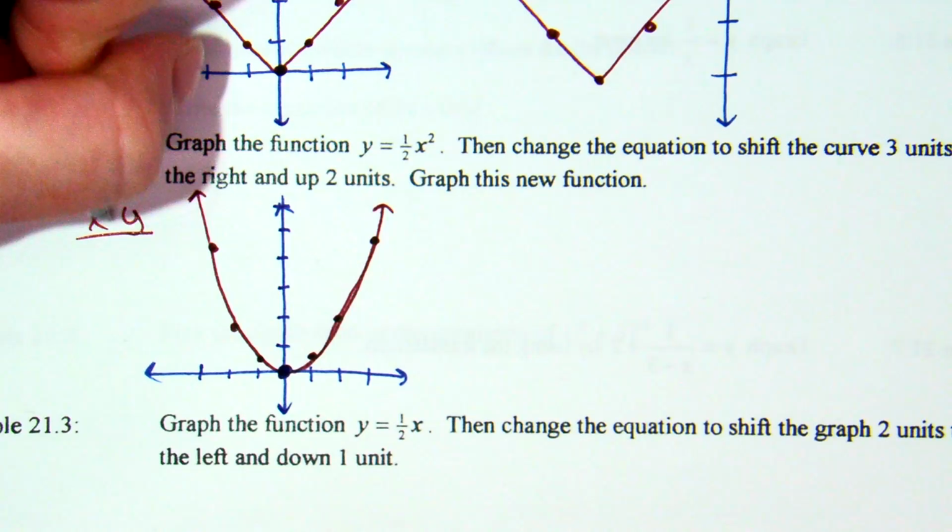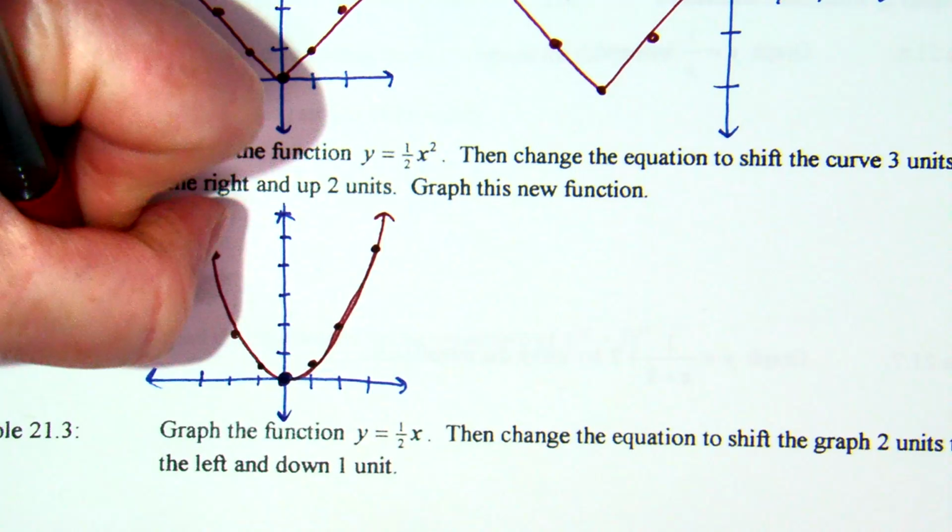Now, what are we being asked to do with this? Shift the curve 3 units to the right and up 2. Okay, 3 right, up 2.